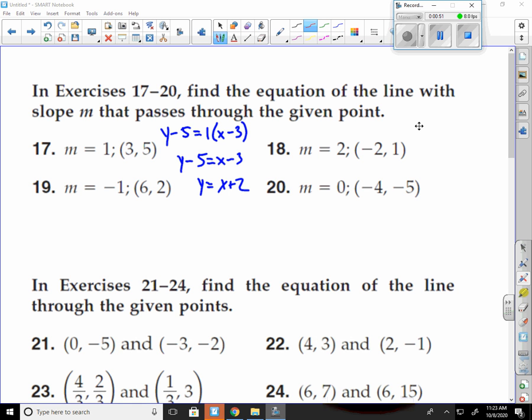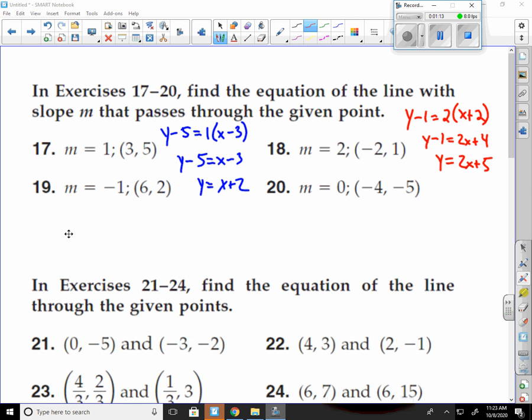Number 18. Doing the same thing. Y minus 1 equals m, which is our slope, times x minus a negative 2, which makes that plus 2. Distribute my 2 now. Y minus 1 equals 2x plus 4. Add the 1 over, y equals 2x plus 5.